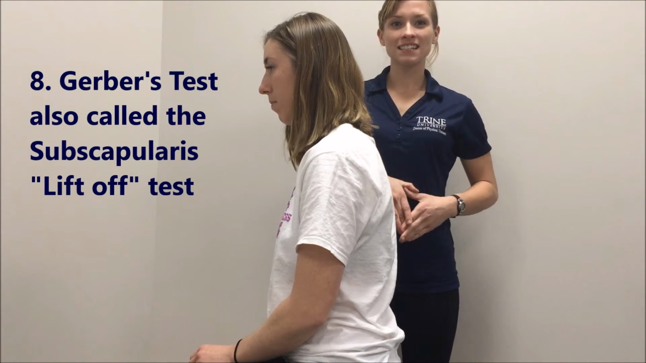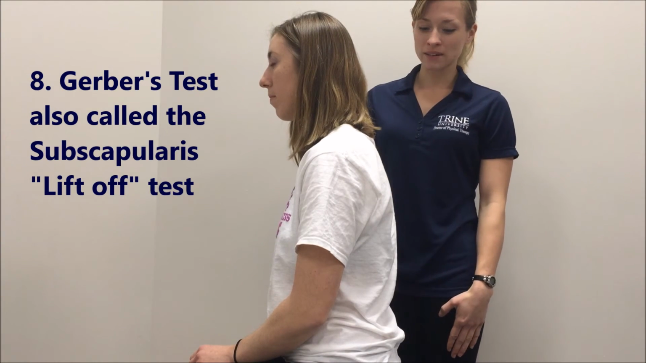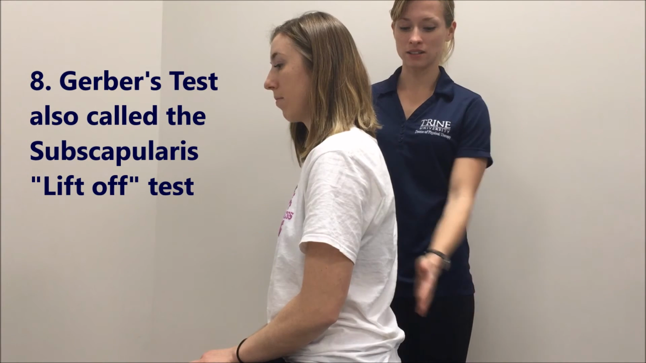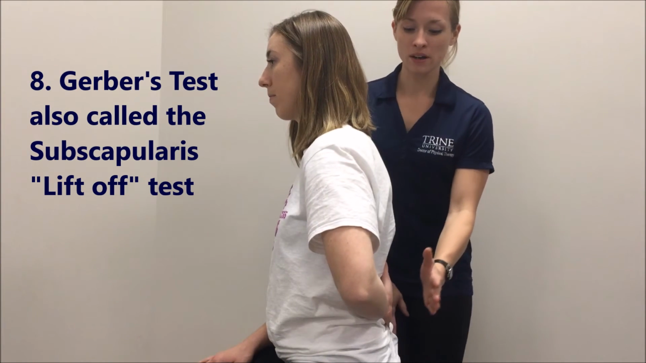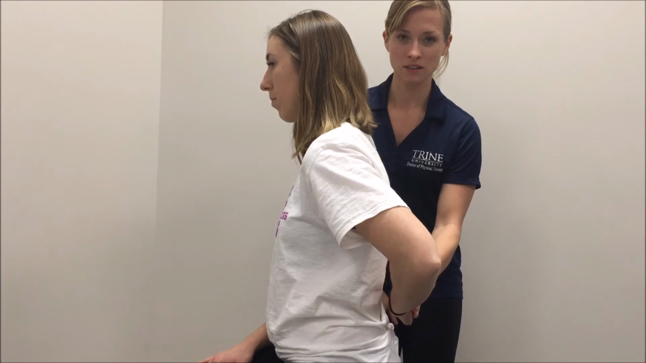The next test is the subscapularis test, also called the Gerber's test. Courtney, I'm going to have you place your arm behind your back with the knuckle side of your hand against your back, and then I want you to just lift your hand off and try to touch mine right behind you. Courtney was able to perform the test, but if a patient is unable to perform the test, it indicates that the subscapularis muscle is weak or possibly has a torn tendon.